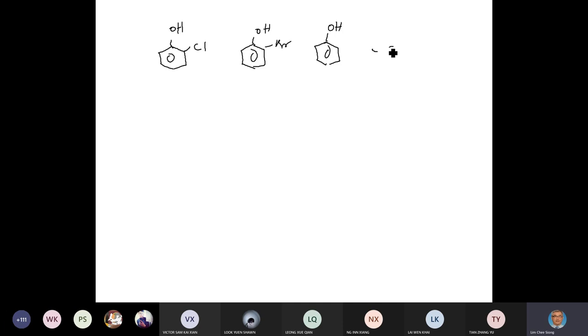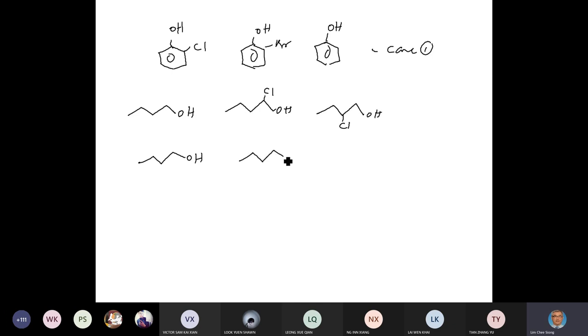Okay, so this is case number 1. Okay, case number 2, maybe OH with Cl, OH with Cl, can be like that. Otherwise I give to you the same OH with the Cl, OH with Br, same thing that you can use to compare.